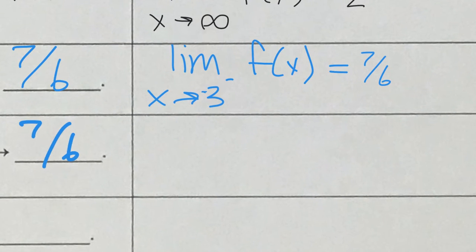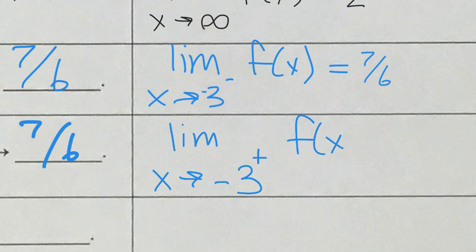And our notation would be the exact same, so limit as x approaches negative 3. But now from the right, we put a plus up there. So a minus represents coming from the left, and a plus represents coming from the right. Oh, so we only put the minus and the plus.